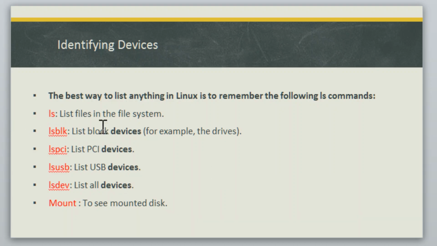There's also lsblk, which lists the block devices, which are going to be your hard drives. lspci is going to list the PCI devices. lsusb will list USB devices. lsdev is going to list all devices. And mount to see mounted disks. So let's go ahead and look at those real quick.